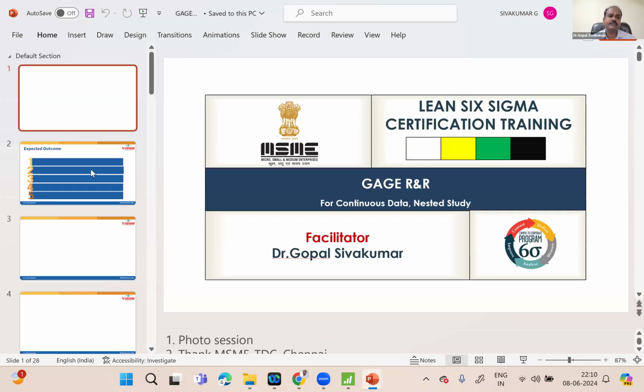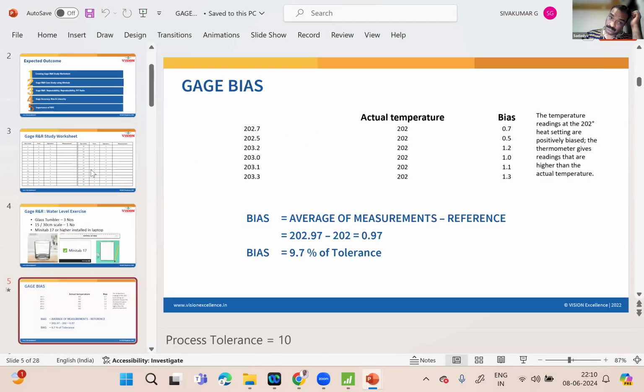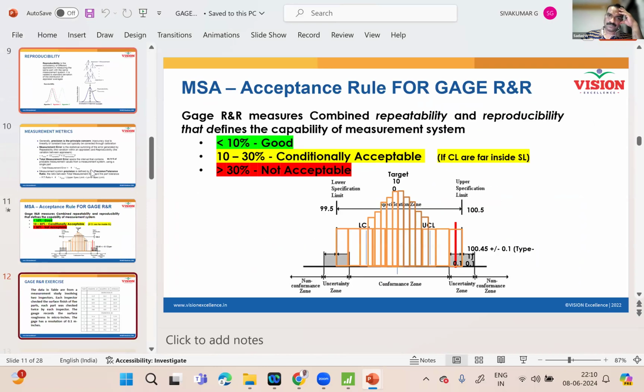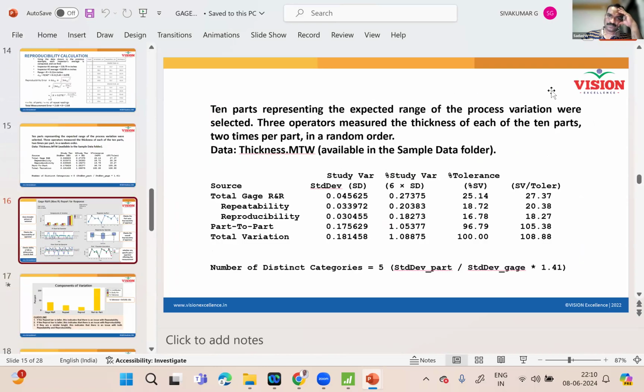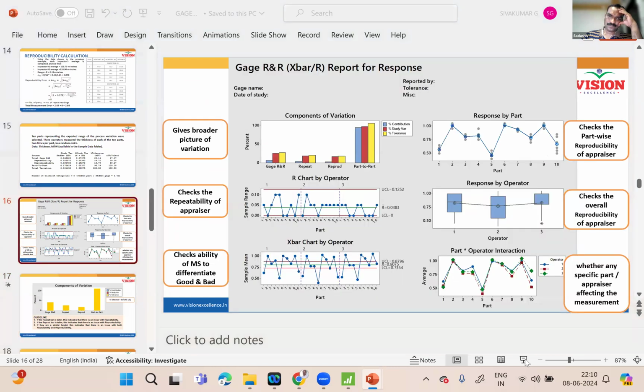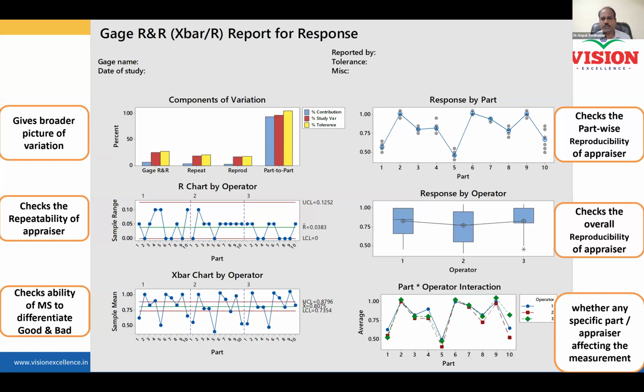Gauge R&R. Yes, this is the one. Can you see my slide showing all the 6 graphs? Yes, yeah.